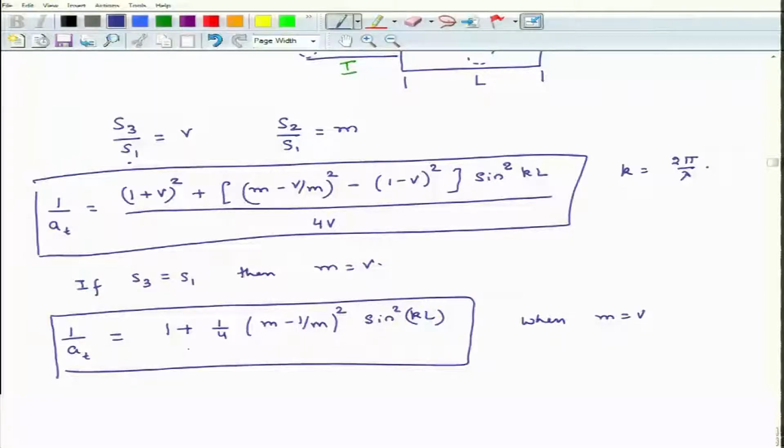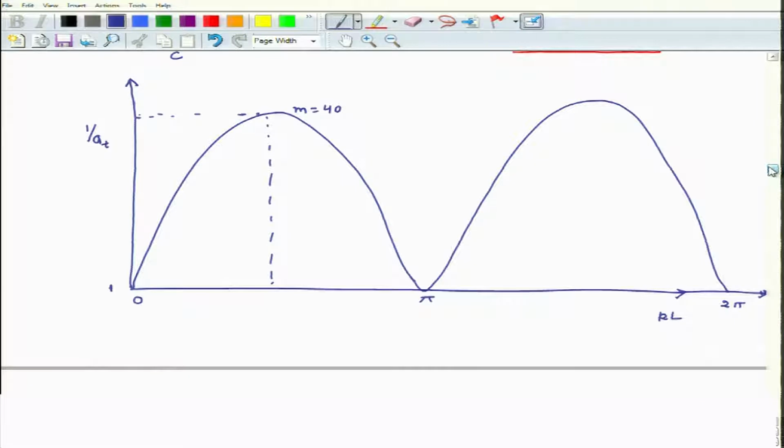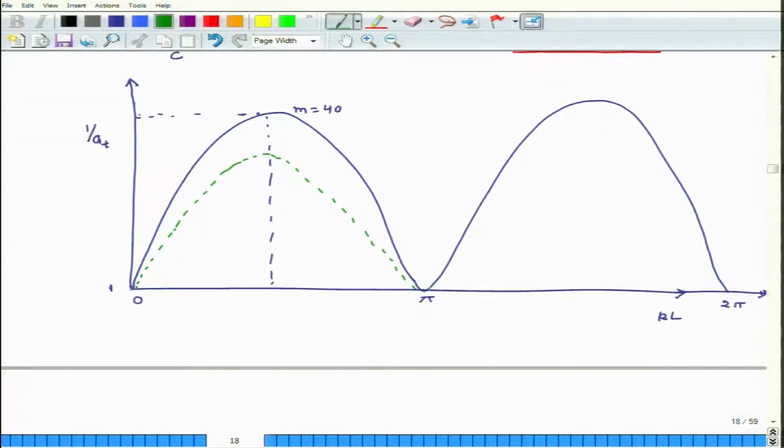So, what happens if I reduce m, and what is m? M is the ratio of S3 and S1 or S2 and S1, in this case M and V are same. So, if I change m, then the nature of the graph remains same, but if I reduce m, then that is how it looks like. So, this is let us say m equals 30.